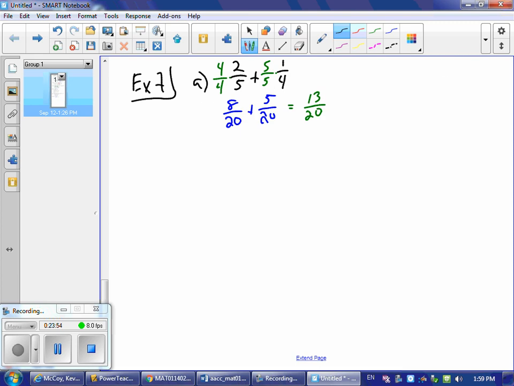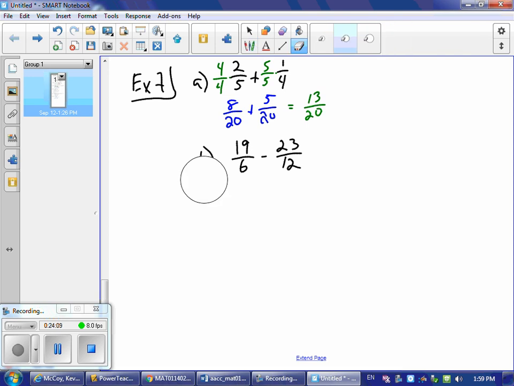All right, letter B. 19/6 minus 23/12. So 19/6 minus 23/12. Definitely not the same denominator, at least not yet.